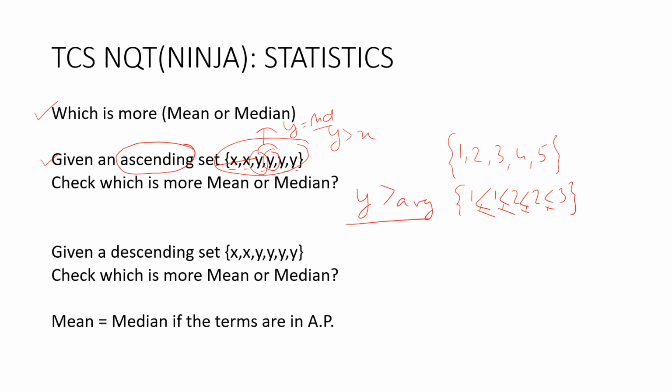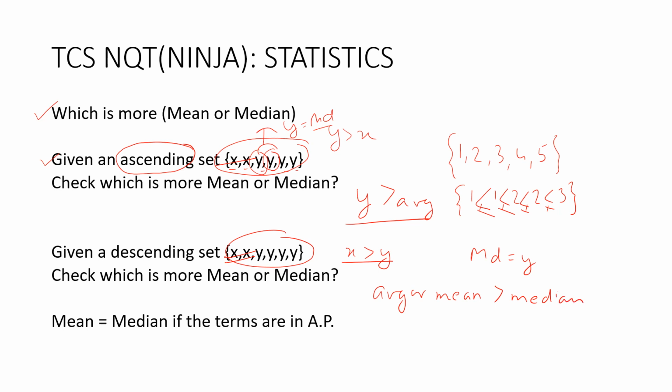Now, if I look at the other set, this time it is descending, which means x is going to be more than y. If I look at this set, my median would still be y. You would agree with me? And if the x's were not included, and there were only 4 y's, my average would have been y. But when I add x to them, because x is more than y, my average is going to be slightly more than y. It has to be more than y. For this set, the mean is more than the median.